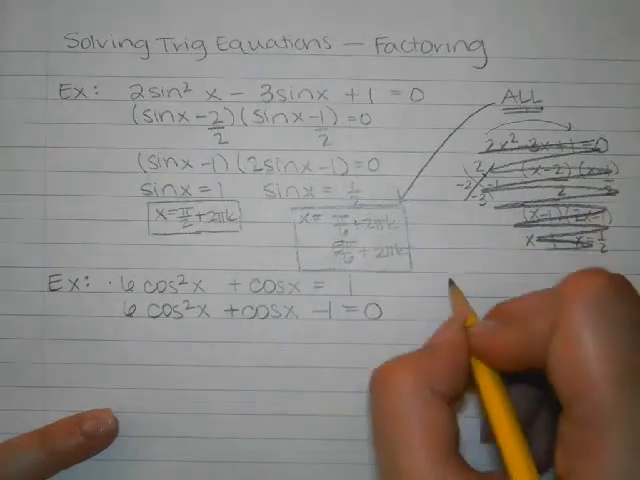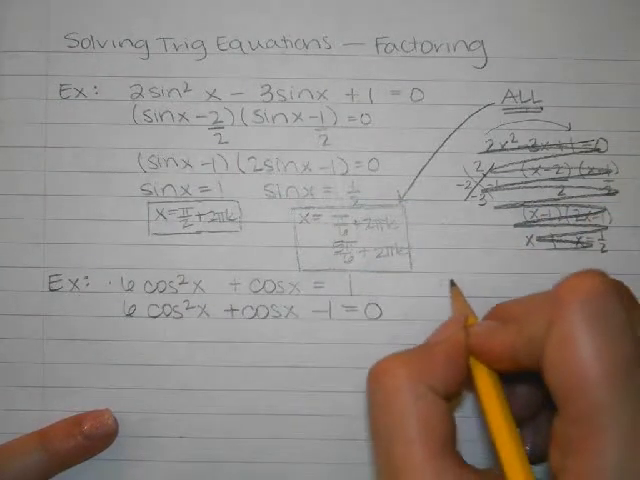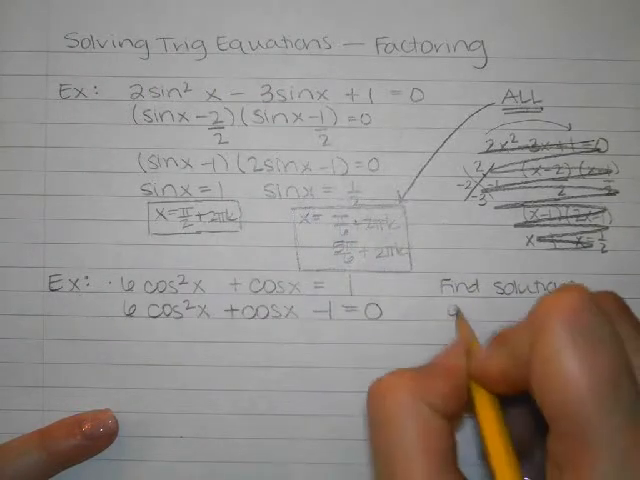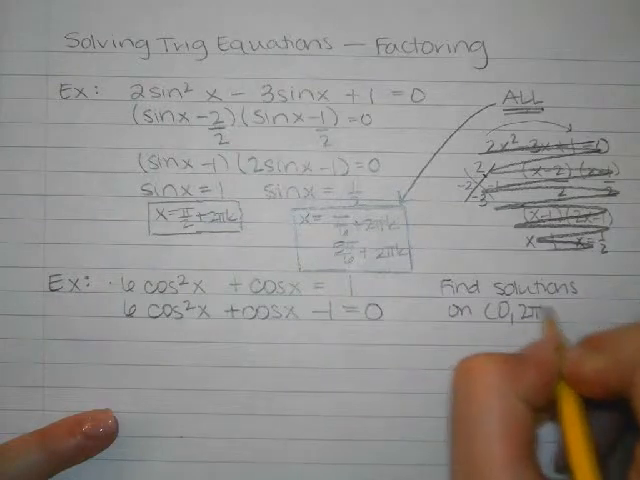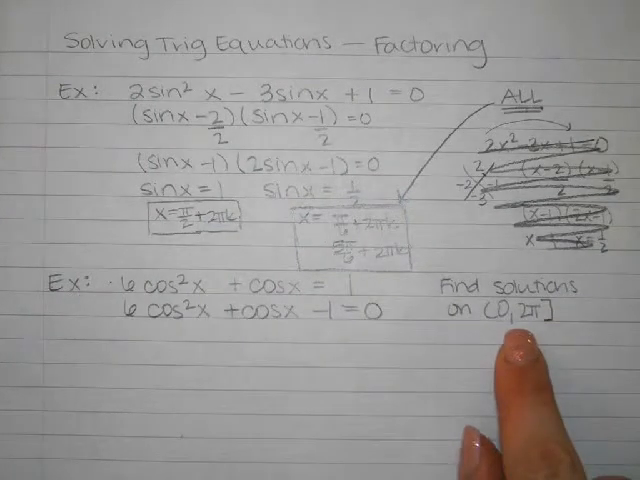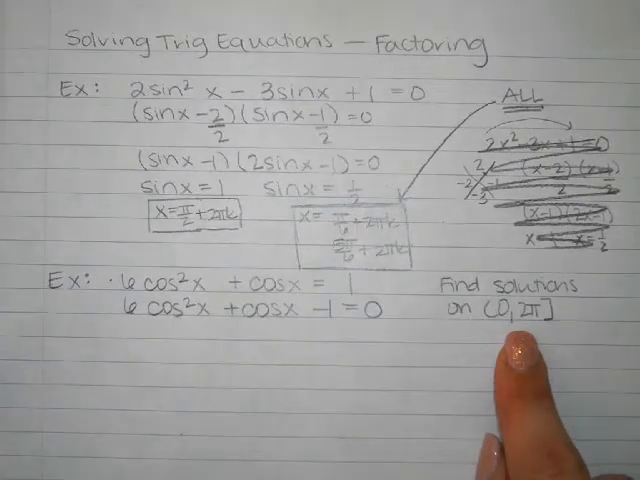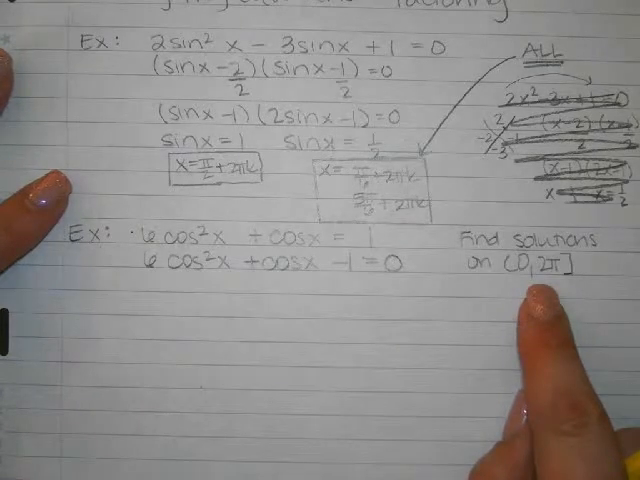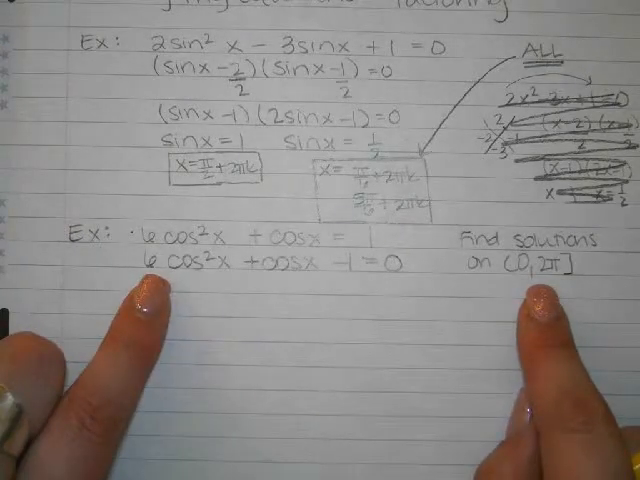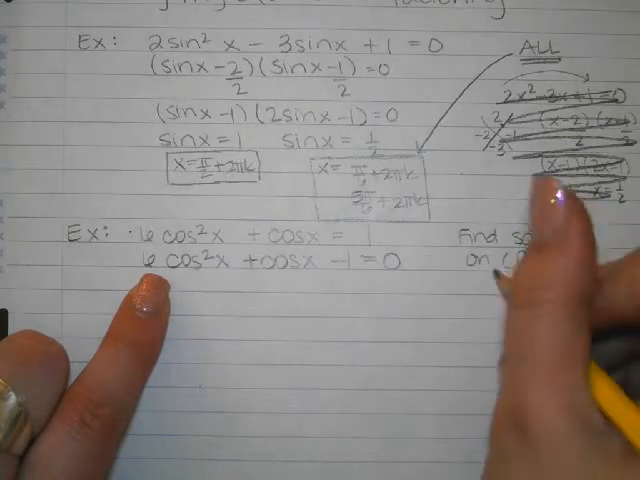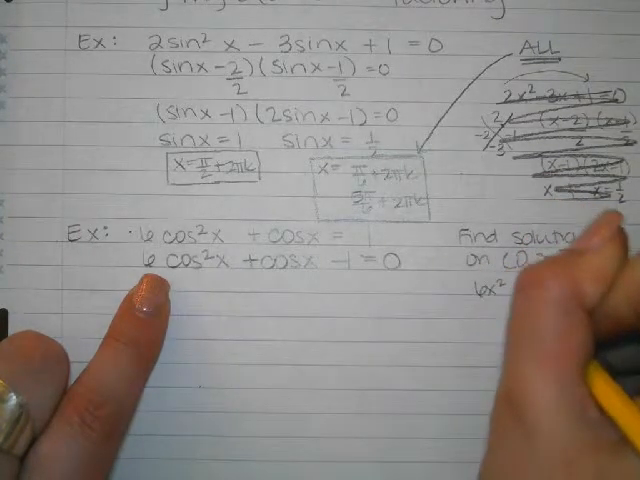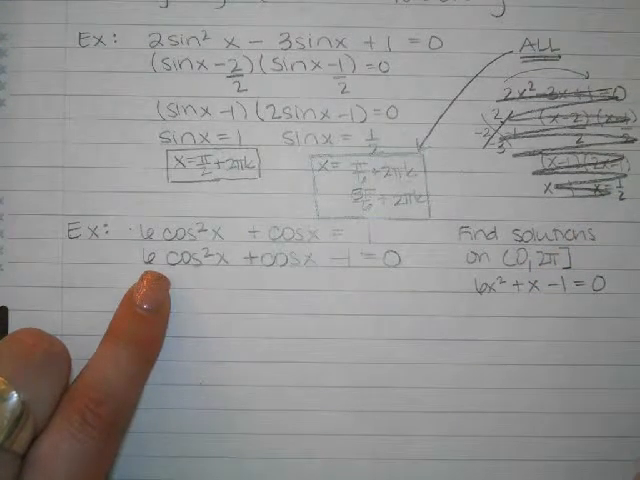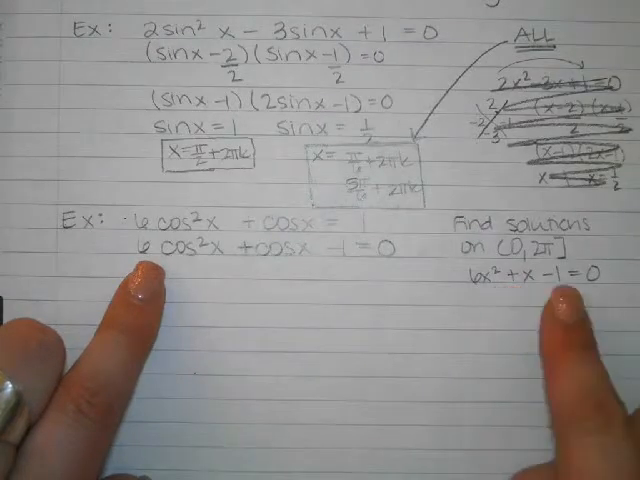Okay, for this one, we're going to find solutions on 0, 2 pi. So not all solutions this time, just the solutions on 0, 2 pi. Okay, so we can think about the quadratic that we're factoring off to the side. So we can think 6x squared plus x minus 1 equals 0. And how do I factor this?